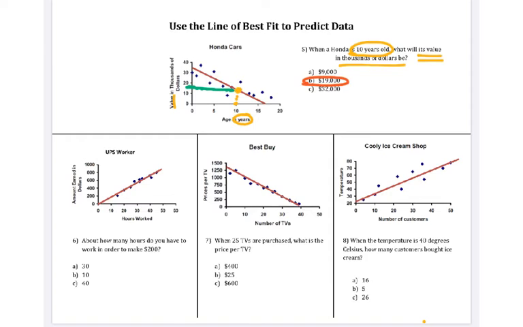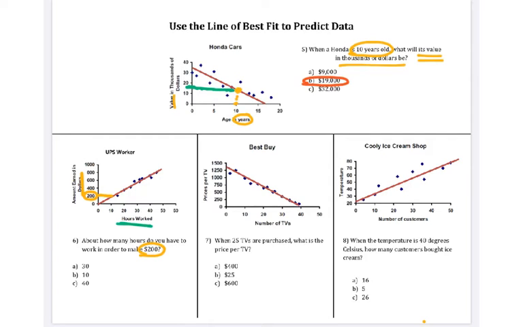Okay, now we're at number 6. Number 6 says, about how many hours do you have to work in order to make $200? Okay, so we have $200. So this is a UPS worker. The y-axis is the dollars that he's earning, where the x-axis is the hours that he worked. So when this UPS worker makes $200, we want to know how many hours he worked.